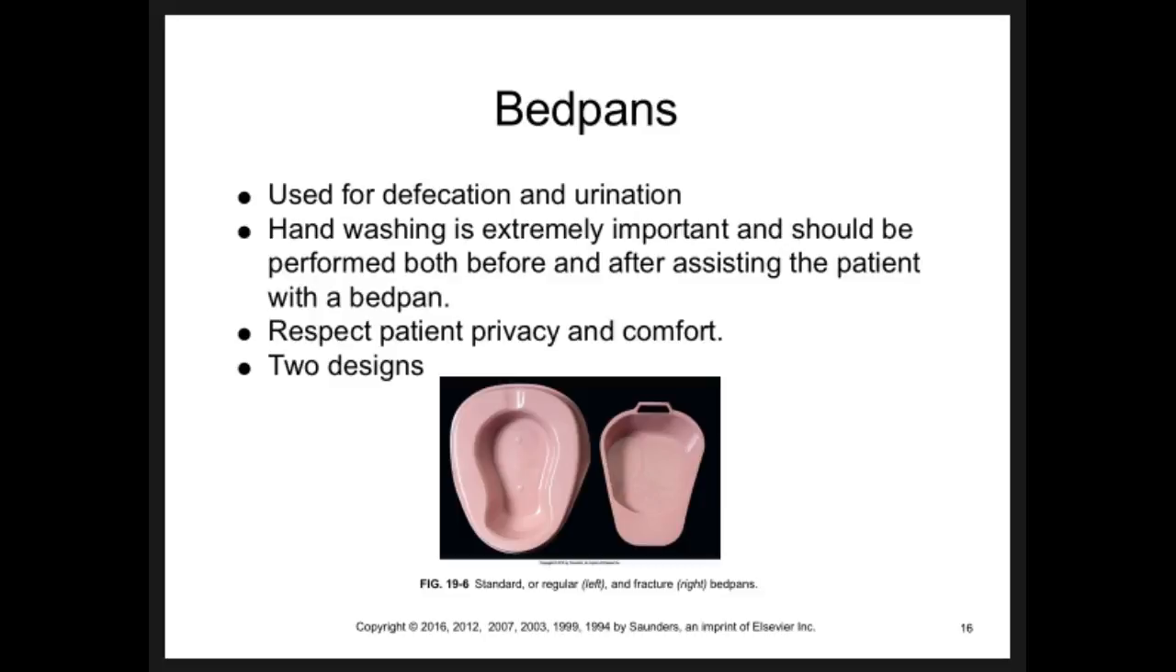So it's a little lower profile, and it can slide under the patient with a little bit less discomfort. Once again, once you get them settled, if it's possible for you to leave the room and give them some privacy, that might be a good way to go. Make sure that they're safe, and don't leave them for too long, because they might need some help.